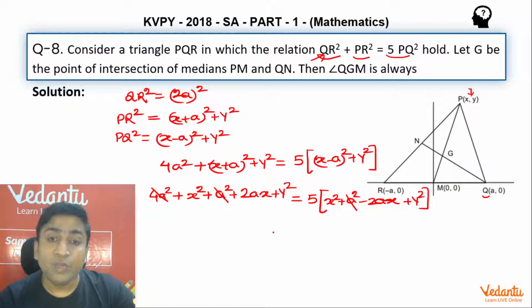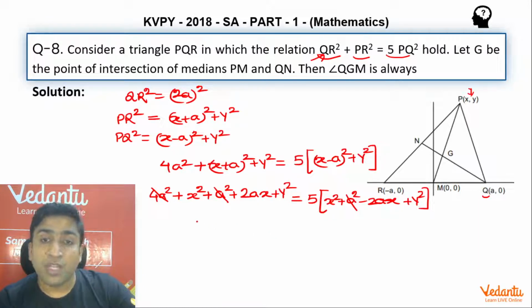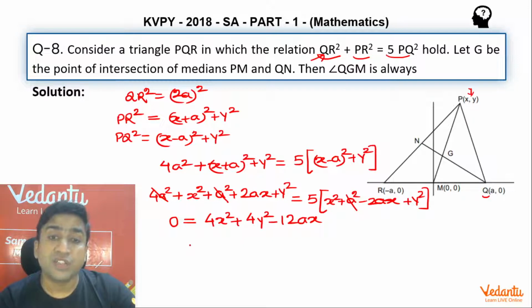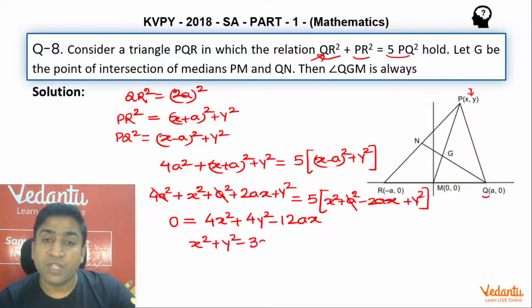Now if I try to take everything on the right hand side, I hope all of you will agree that on the right hand side I will be getting what? If I take everything on the right hand side, I'll have 4x square, I will have 4y square, and if you watch very carefully, I'll have minus 12ax. If I adjust 4, this relation gives x square plus y square minus 3ax is equal to 0. Or I can also write it as y square upon x square minus 3ax, it comes out to be minus 1.